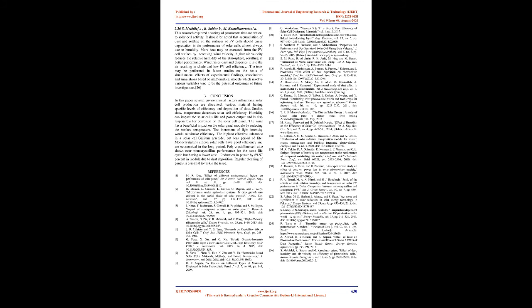This research explored a variety of parameters that are critical to solar cell activity. It should be noted that accumulation of dust and settling on the surfaces of PV cells cause degradation in the performance of solar cells, almost always due to humidity. More heat may be extracted from the PV cell surface by increasing wind velocity. Higher air velocity reduces the relative humidity of the atmosphere, resulting in better performance. Wind raises dust and disperses it into the air, resulting in shade and low PV cell efficiency.